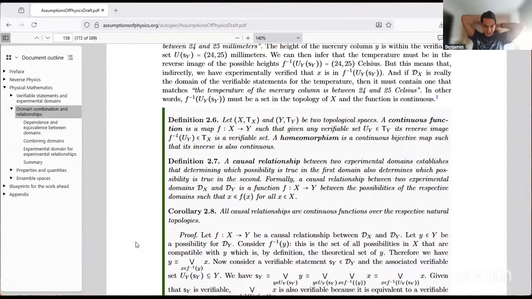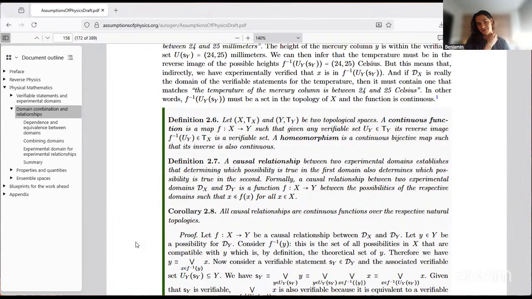Definition 2.6. Let (X, TX) and (Y, TY) be two topological spaces. A continuous function is a map f from X to Y such that given any verifiable set UY contained in TY, its inverse image f inverse of UY is a verifiable set in TX. A homeomorphism is a continuous bijective map such that its inverse is also continuous.